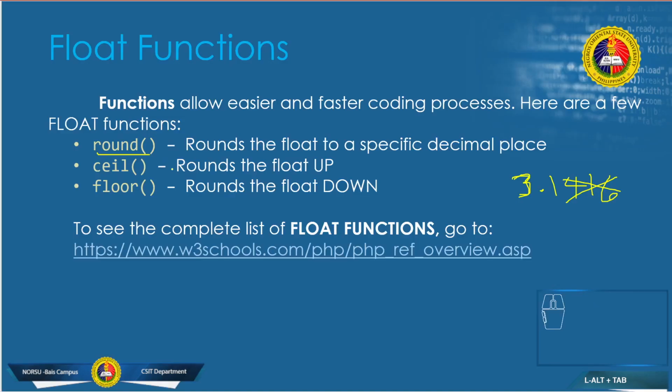ceiling. The ceiling rounds the float up. That is another term in programming called ceiling, meaning you're going to round the value of the float up. So whatever it is, for example 3.14, if we're going to apply the ceiling function to it, then what would it be? If we're going to round it up, 3.14 would become? Anyone?